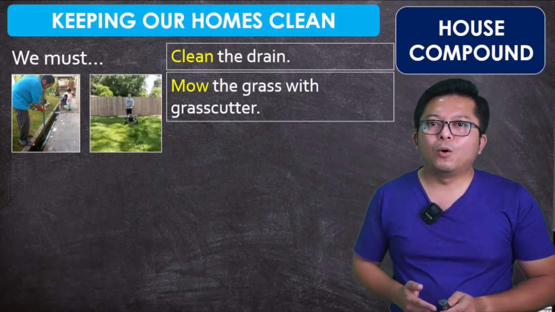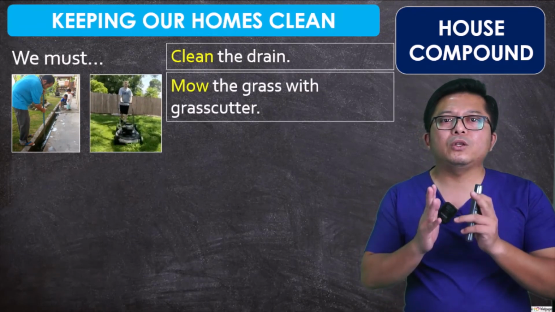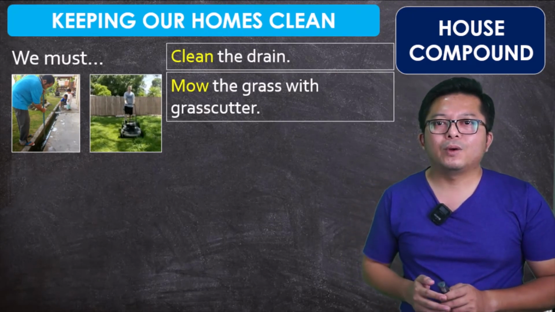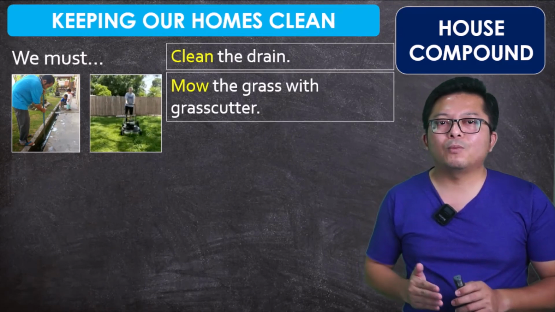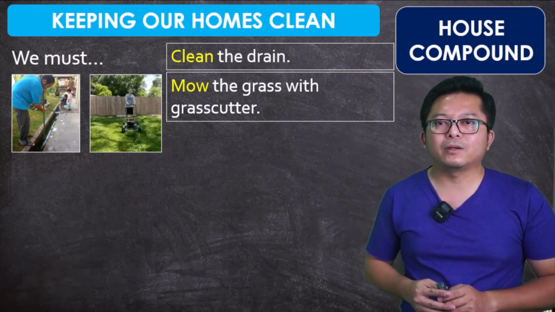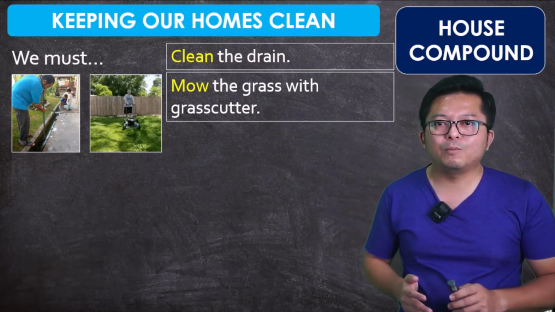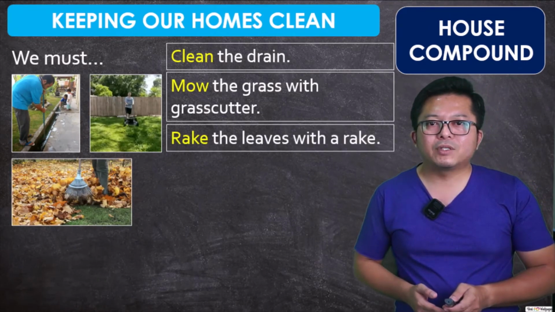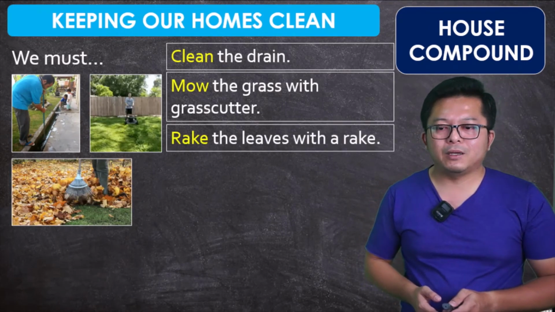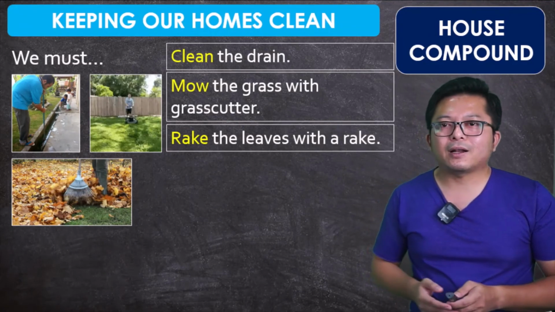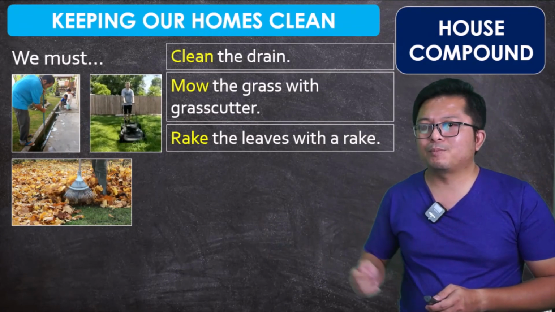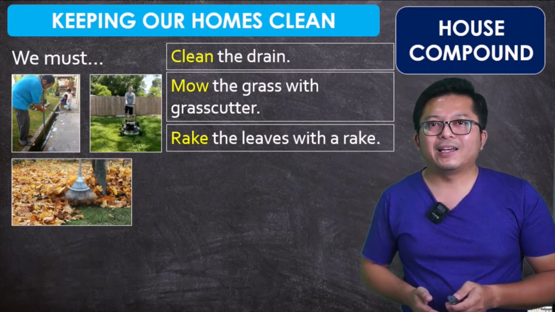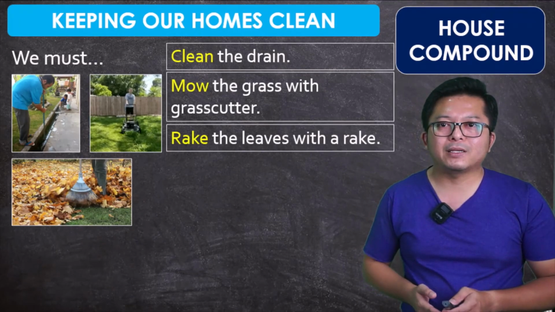We also mow the grass with grass cutter. Maybe not you because you are kids. Maybe your father can mow the grass with grass cutter, or maybe someone else. You can pay someone to mow the grass with a grass cutter. Mow means mesin rumput. Okay. Now, rake the leaves with a rake. Rake means pencakar, using a rake there. Rake means pencakar. So you collect the leaves using a rake and throw it in the rubbish plastic.